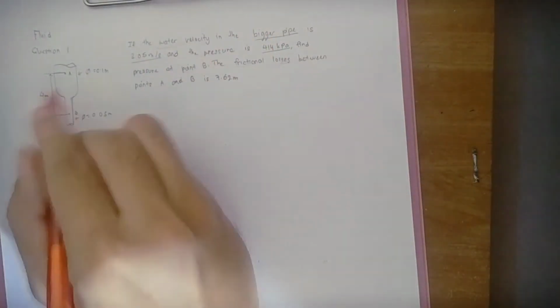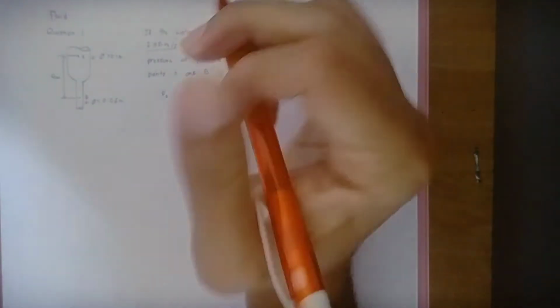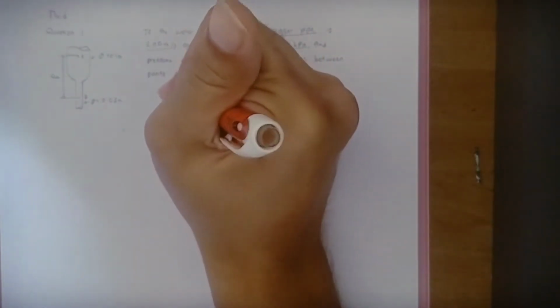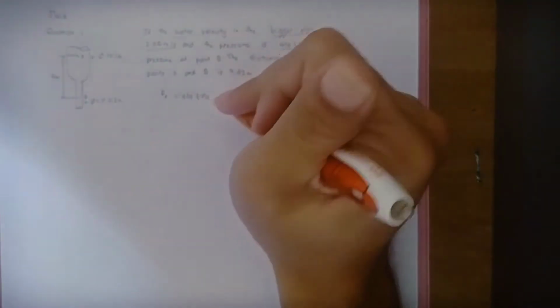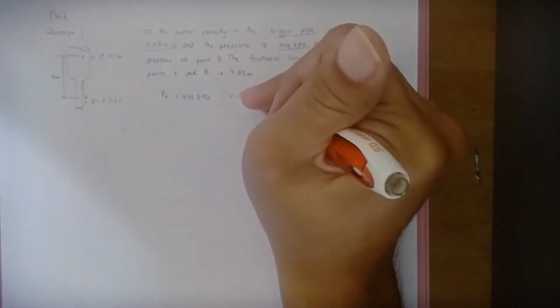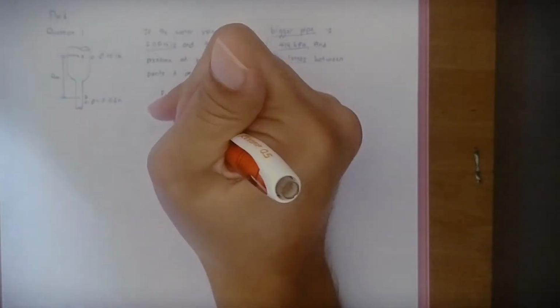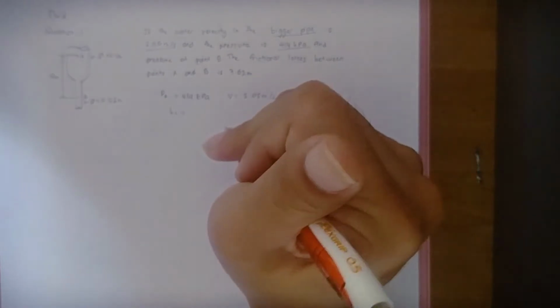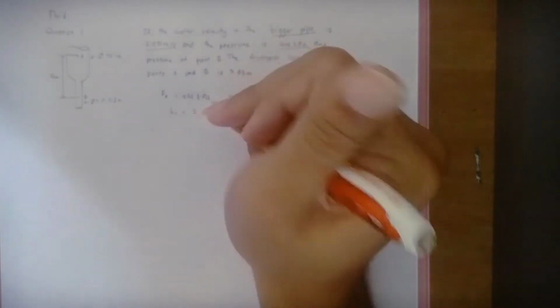Bigger pipe, it is point A. So PA is equal to 414 kPa, and the velocity at point A is equal to 3.05 meter per second. And then the frictional loss, also known as HL, between point A and B is equal to 7.62 meter.